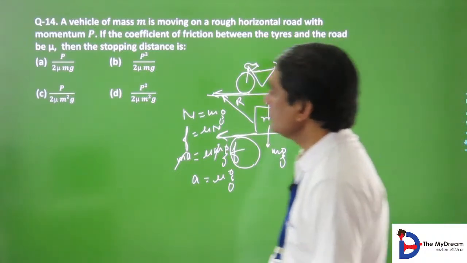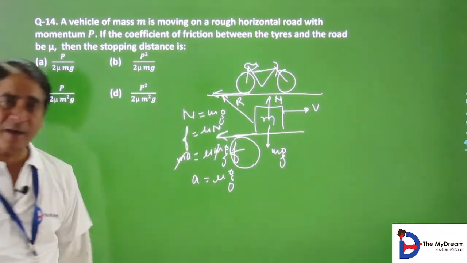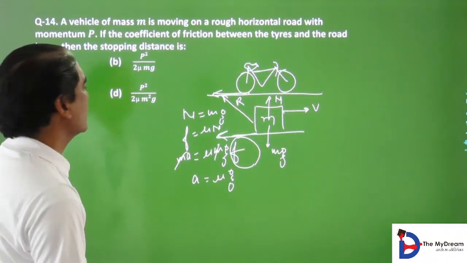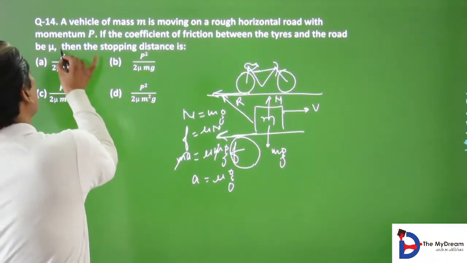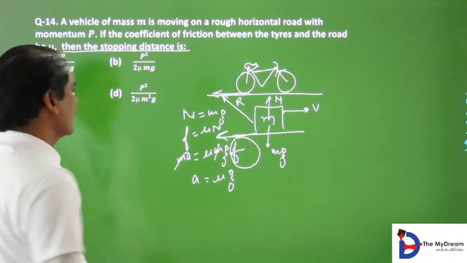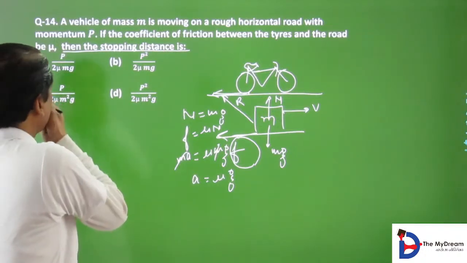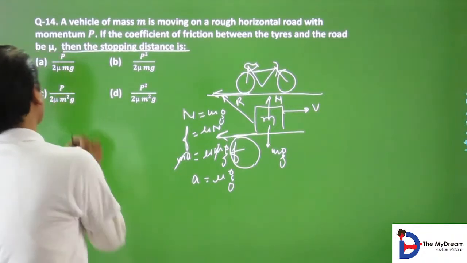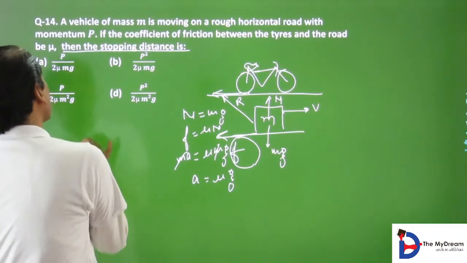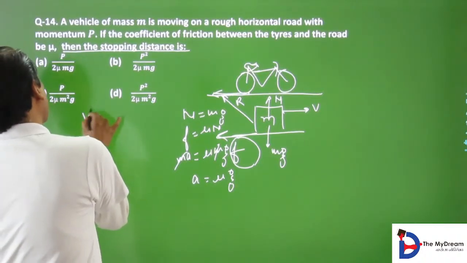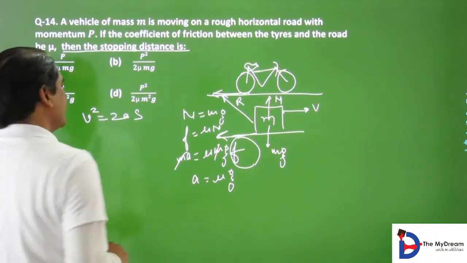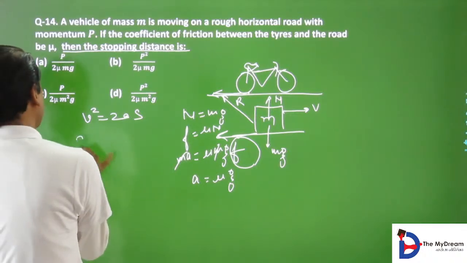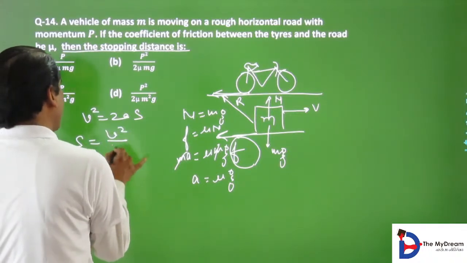Now, initially the velocity of the vehicle is 0, and you want to know the stopping distance. What is the stopping distance? An initial velocity is given. So v square is equal to twice of a s, and s is equal to v square by 2a.